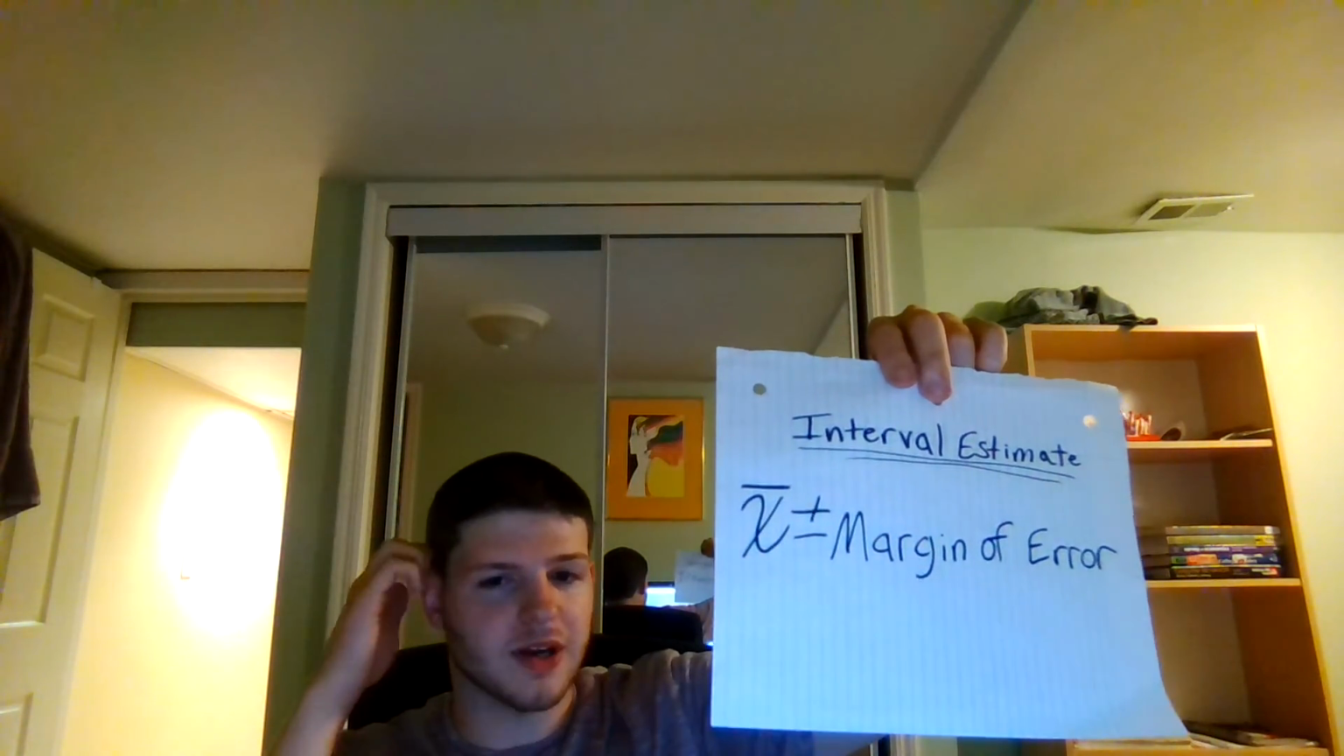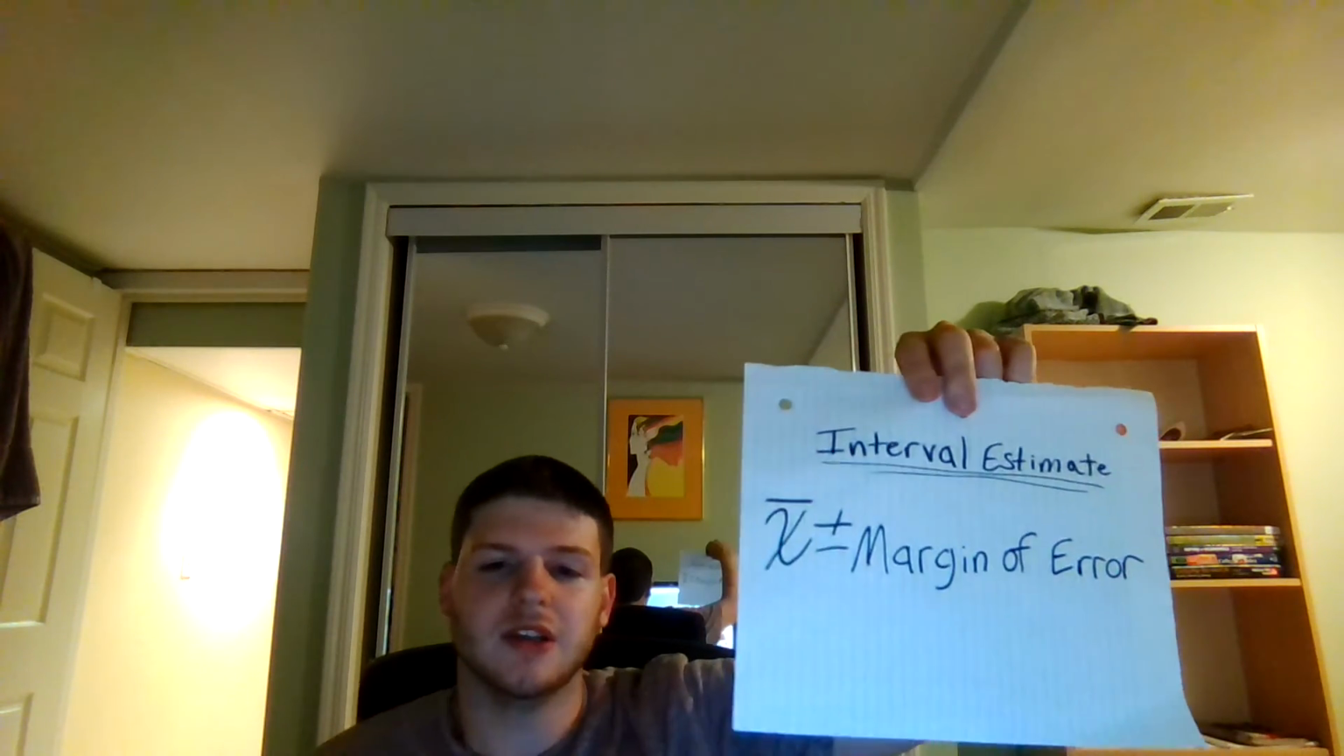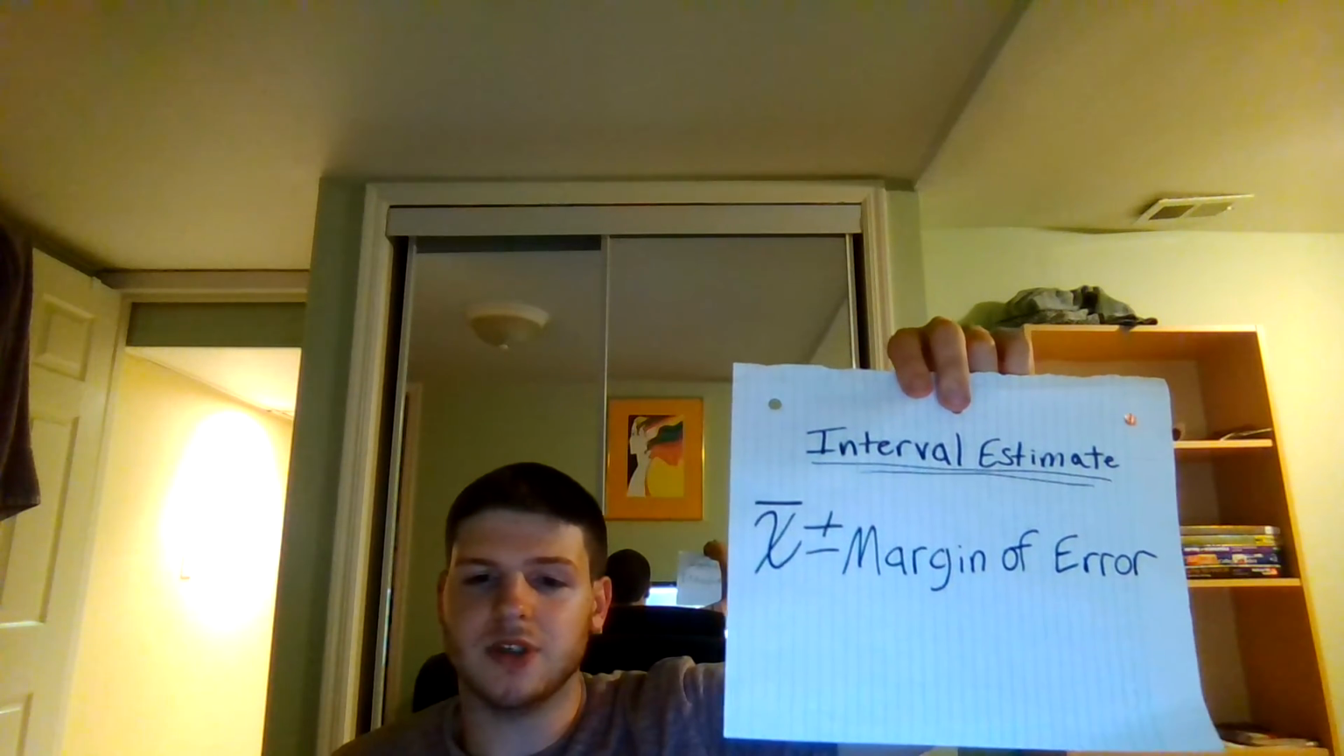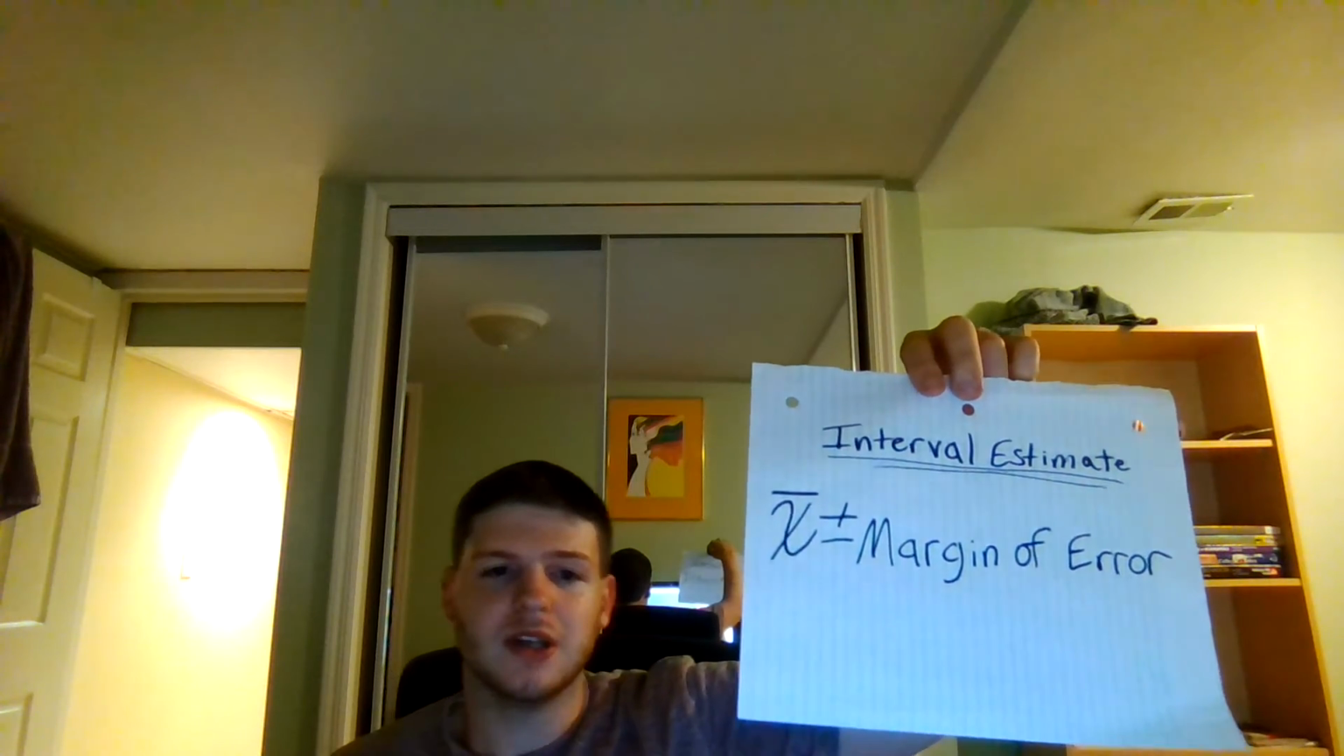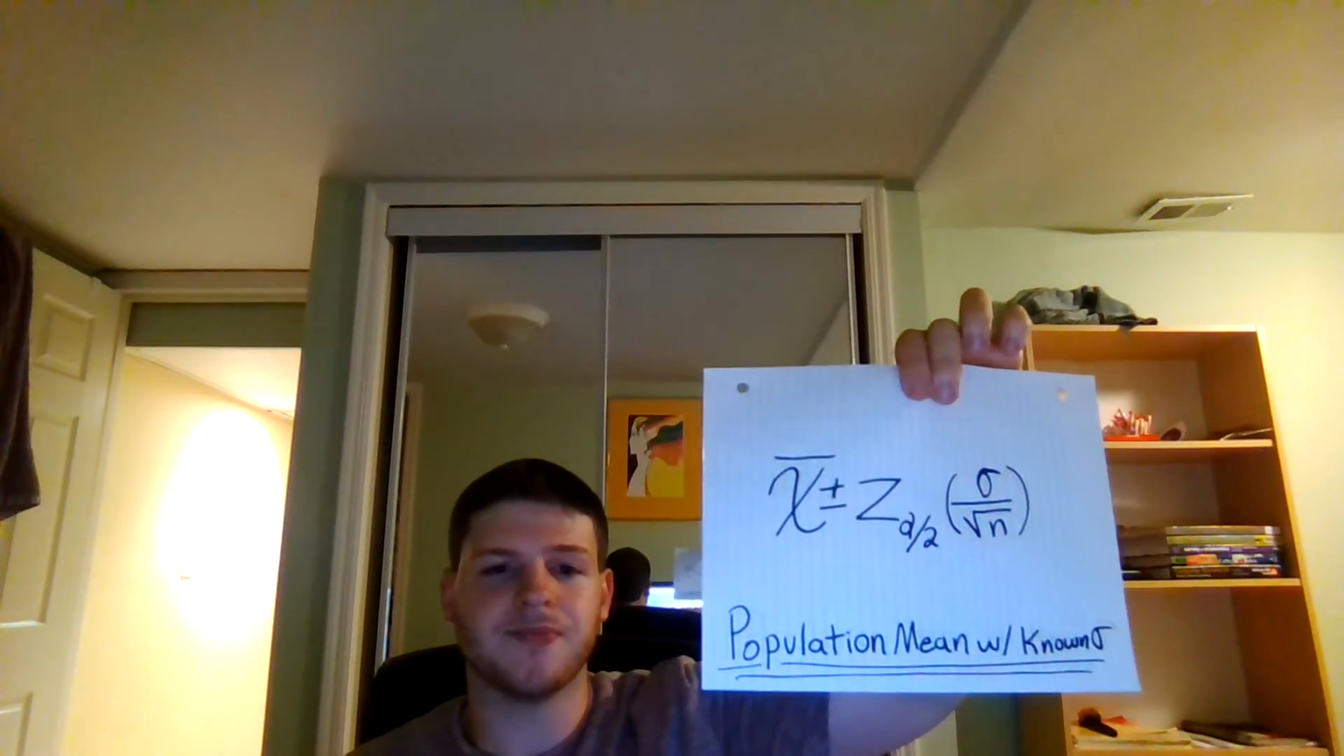The general equation for a population mean interval estimate can be seen here, where x hat is the mean of the sample. It's going to be plus or minus your margin of error. Now, which equation you're going to use to calculate your population mean interval estimate is going to depend on whether you know your standard deviation of the population. If you do happen to know the standard deviation of the population, you use the following equation.